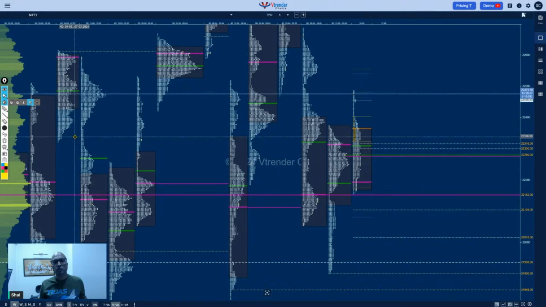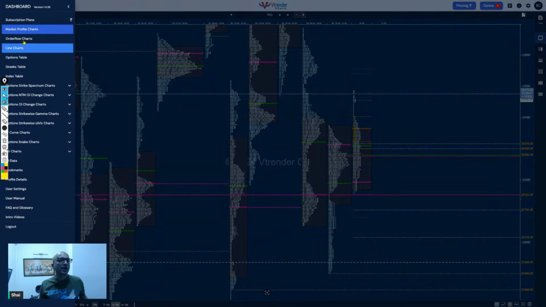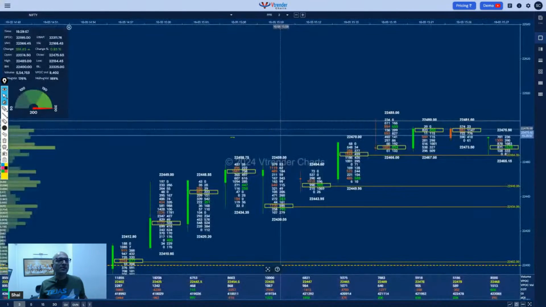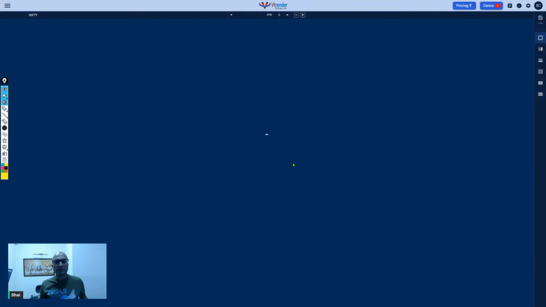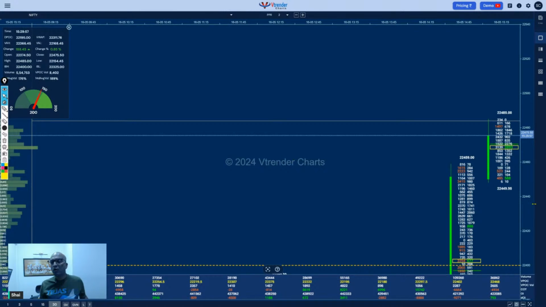Any time frame of your choice. Don't change what you are doing. If you are a 3-minute trader, continue trading in a 3-minute time frame. This is a 3-minute order flow chart. If you are a 30-minute time frame trader, you have an order flow in a 30-minute time frame also.